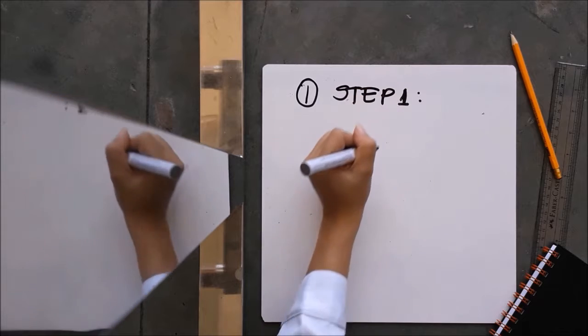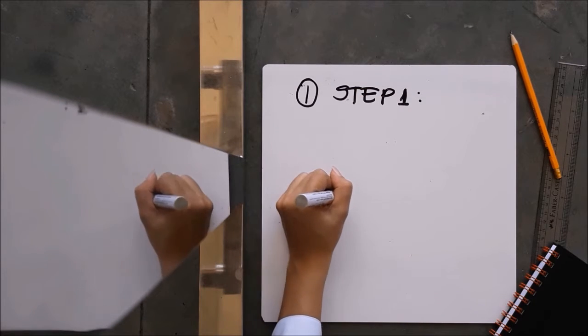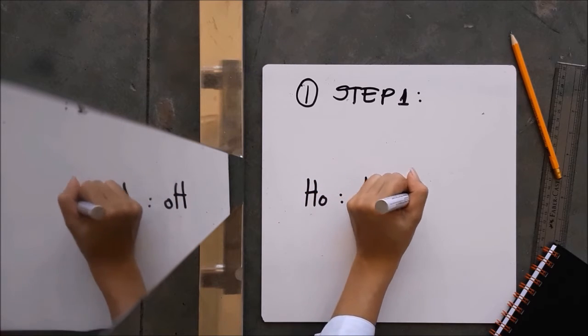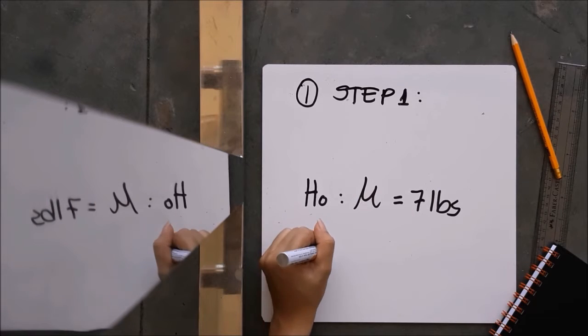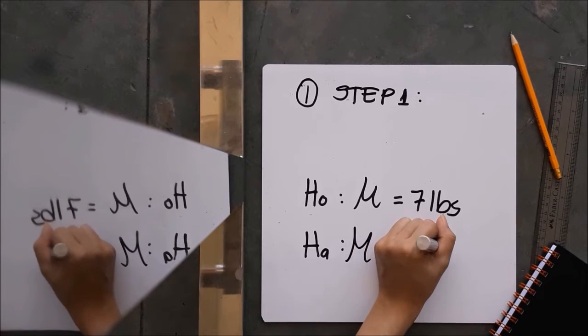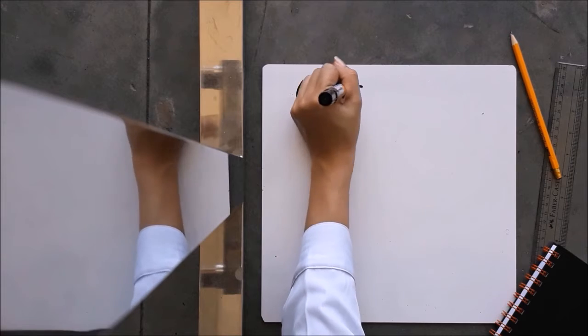Now, step 1. State the hypothesis. The null hypothesis in the problem is mu equal to 7 pounds. That makes our alternative hypothesis mu not equal to 7 pounds. We use an equal and non-equal sign since it is a two-tailed test.